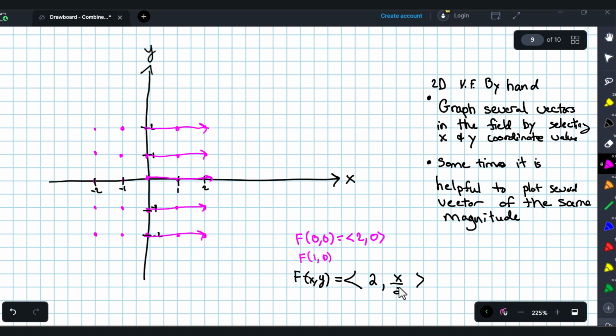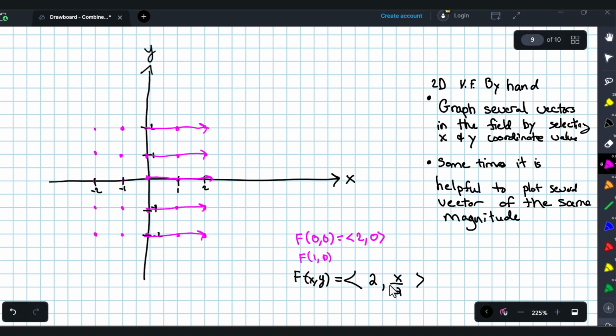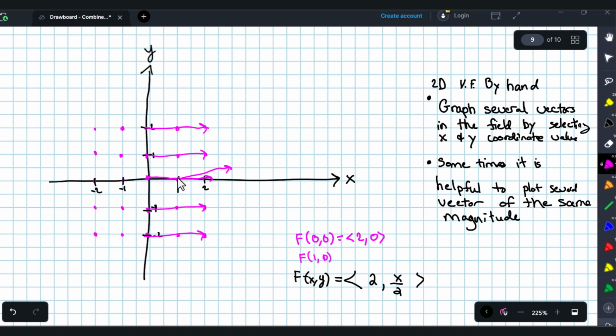If I shift my x coordinate over by 1 unit, I can evaluate this expression. That means it's going to be over to the right by 2 in the x direction and up by positive 1/2 in the y direction. So this vector over here. Once again, as long as I choose points that have the same x coordinate but a different y coordinate, I get a copy of the same vector.